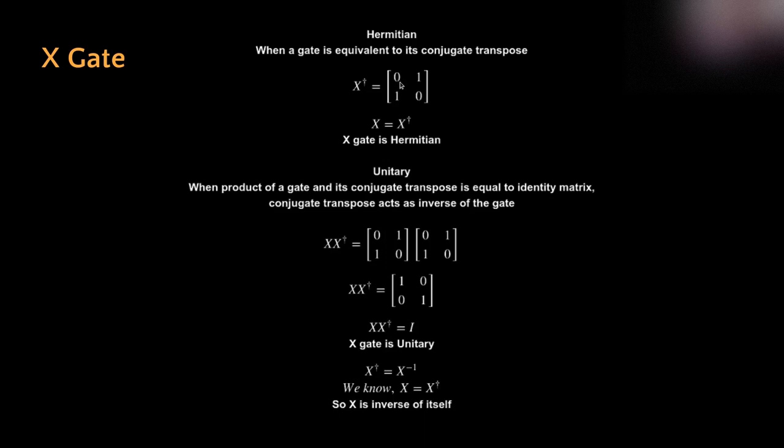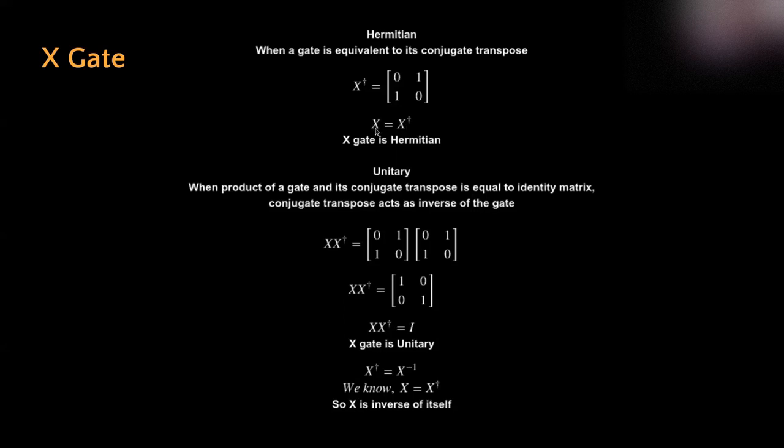But we see that there is no imaginary part to any of the elements in this matrix, therefore no sign change. Then transpose is simple matrix transpose that we all know, in which the rows become the columns of our new matrix. And when we apply conjugate transpose to our X gate, we get the X gate back. Therefore, X gate is Hermitian.